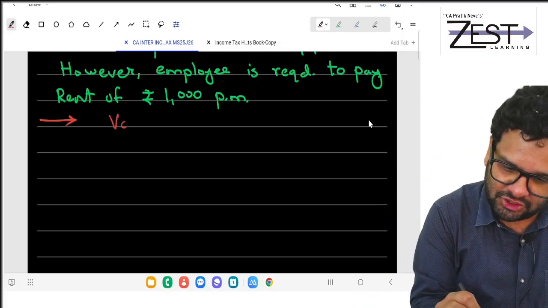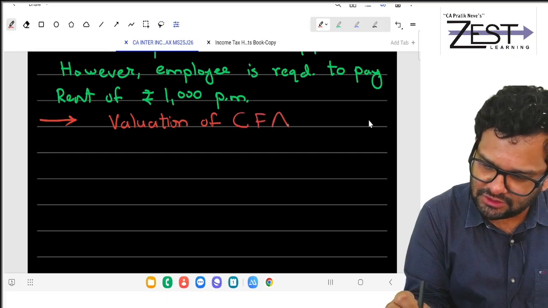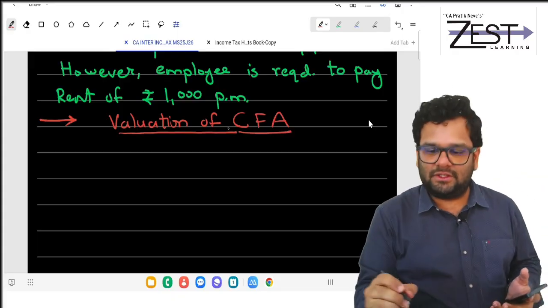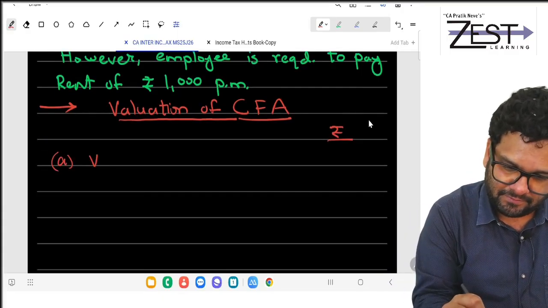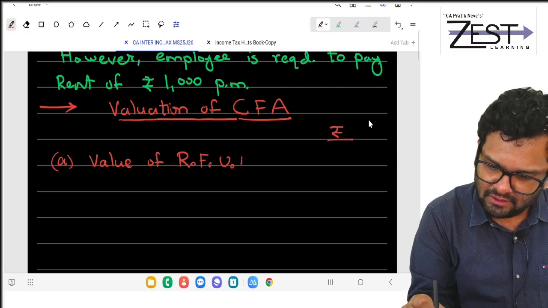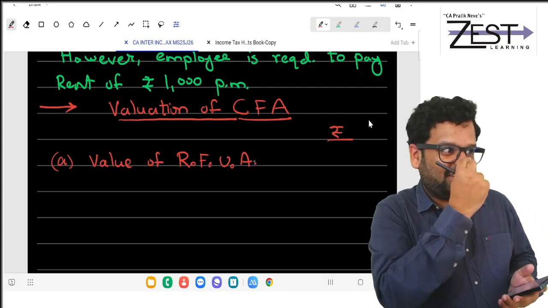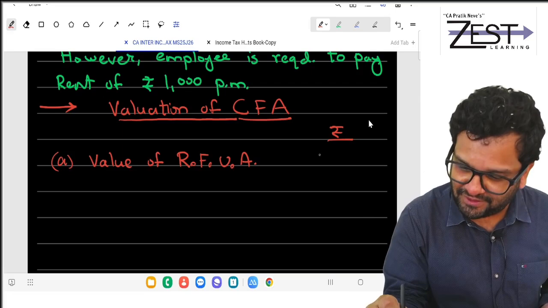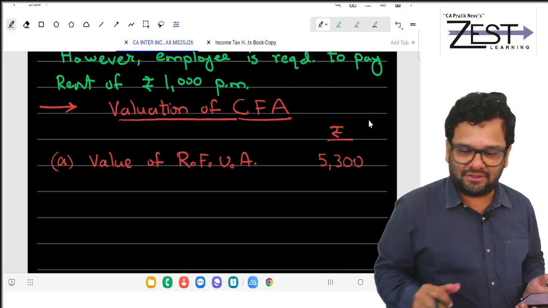So see, it's a valuation of concessional furnished accommodation. Full form, give it respect. Valuation of concessional furnished accommodation. Step A: value of rent free unfurnished accommodation, which you have already settled upon in the original case. 5,300. Perfect, perfect. Proud of you.